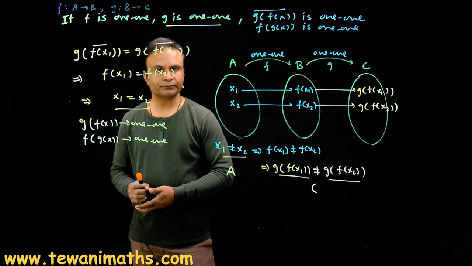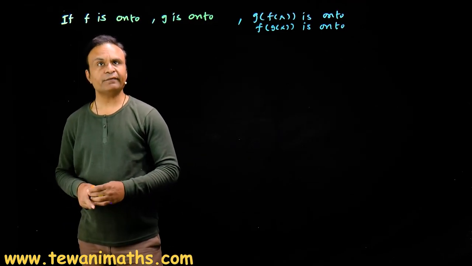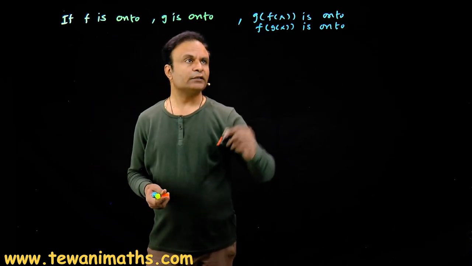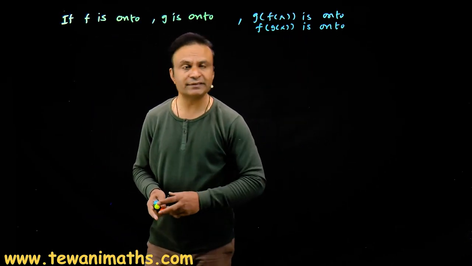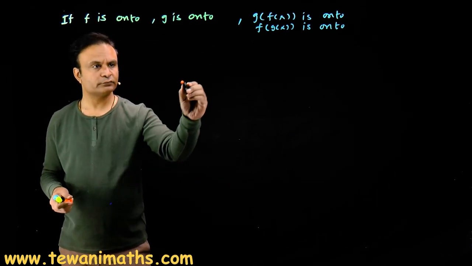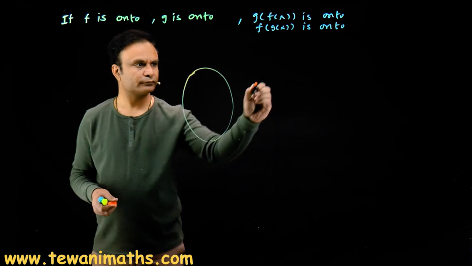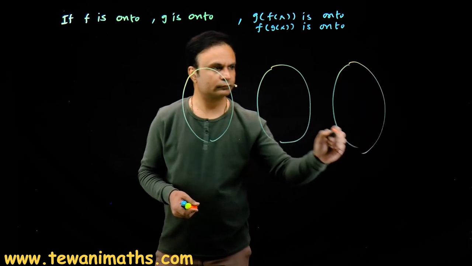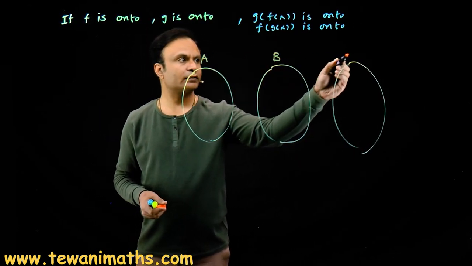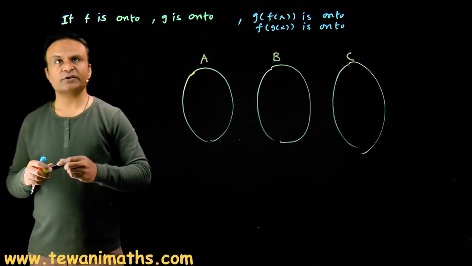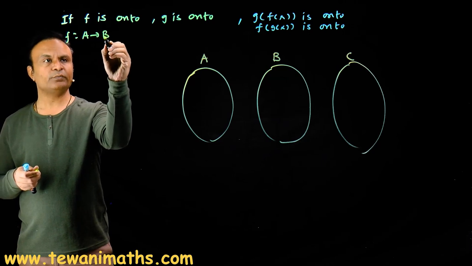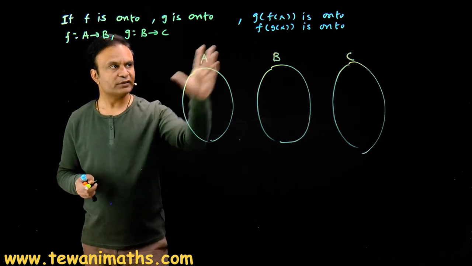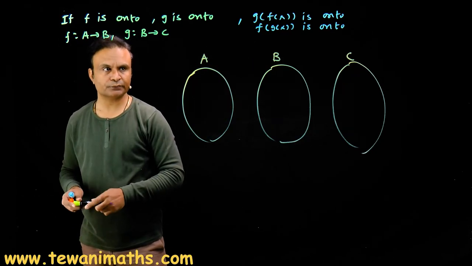Let's take the next theorem. OK, the statement is if f is onto and g is onto, that means functions f and g both are surjective, then we have to prove that g of f(x) and f of g(x), both these functions are onto. Let's first of all draw the mappings. We have set A, set B, set C. We are considering function f from set A to B and function g from set B to C. We are proving these statements for these functions.